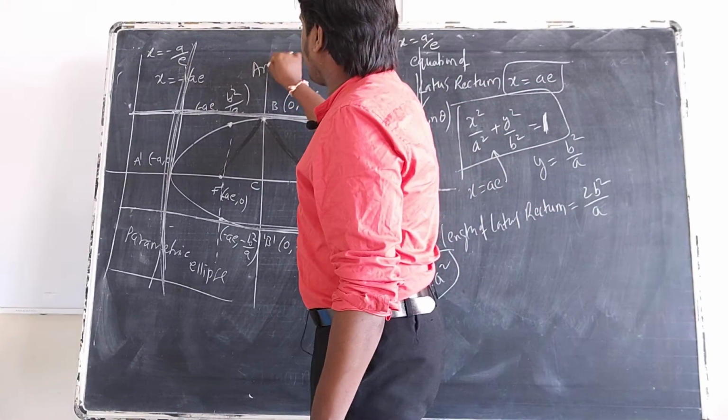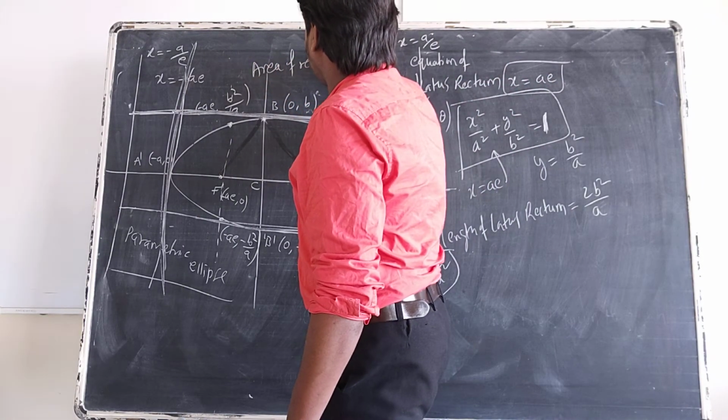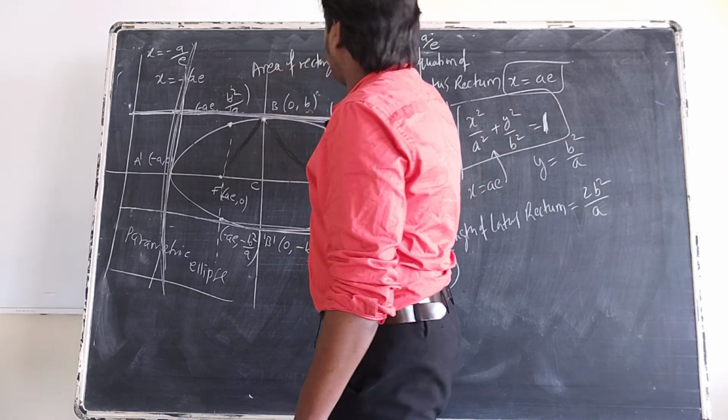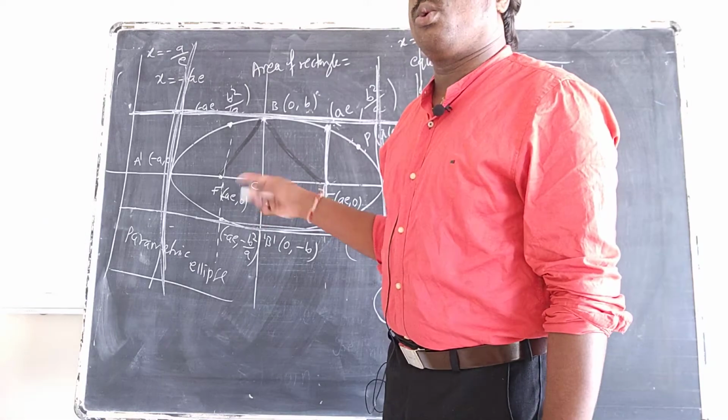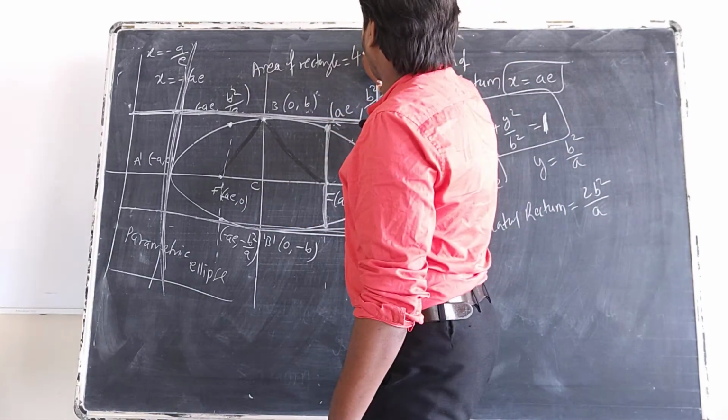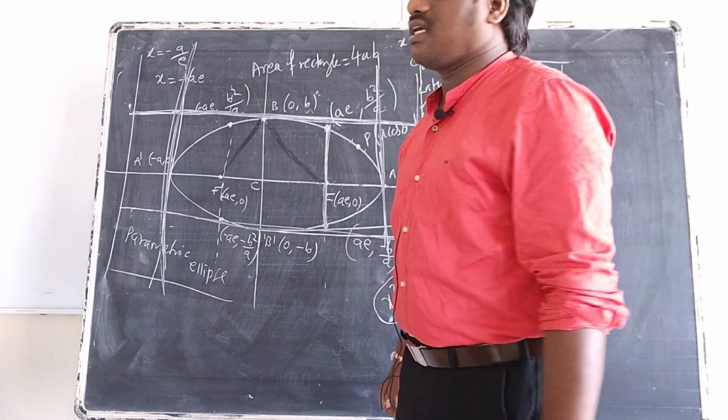And what is the area of the rectangle? The area of the rectangle will be length into breadth: 2a into 2b. That is how much? 4ab. The area of the rectangle is 4ab.